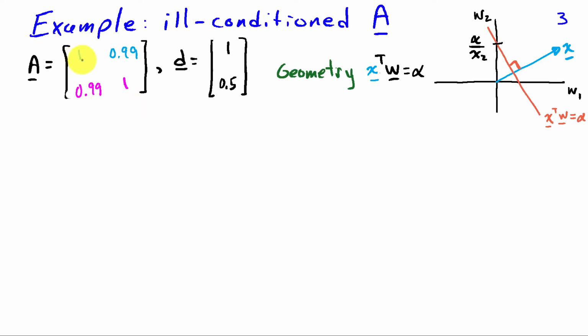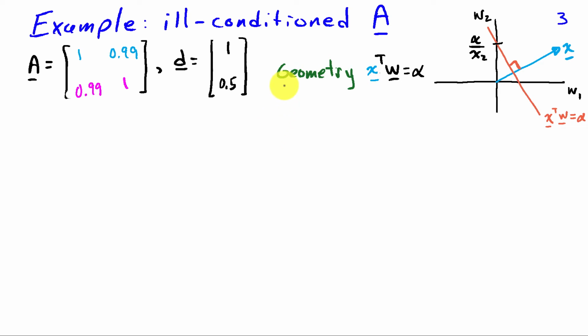Let's look at a specific example of a problem where A is ill-conditioned. Let's suppose that A has first row 1 and 0.99, and in the second row 0.99 and 1. This matrix is full rank, but it's close to being rank deficient. If instead of 0.99 we had 1 in these positions, then this matrix would be rank 1. Now we'll just pick D to be 1 and 0.5 for convenience.